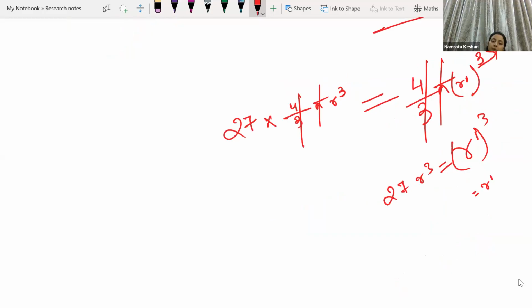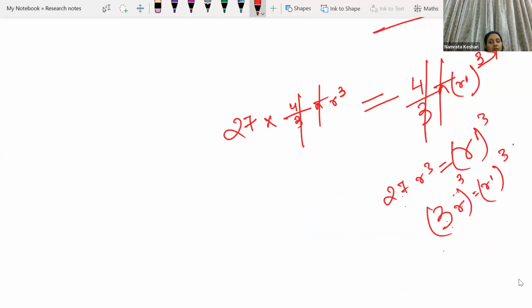Will it be 3R? Here I can write 3R whole cube. 27 means 3 cube, and R cube is already there. So 3R together we can write as a whole cube, and on that side R dash cube is there. Now both sides have the same power.